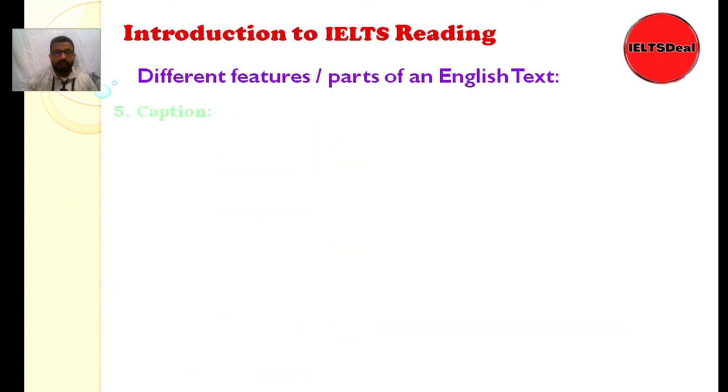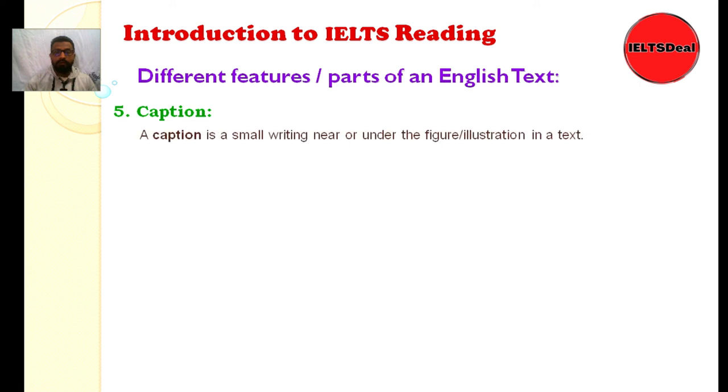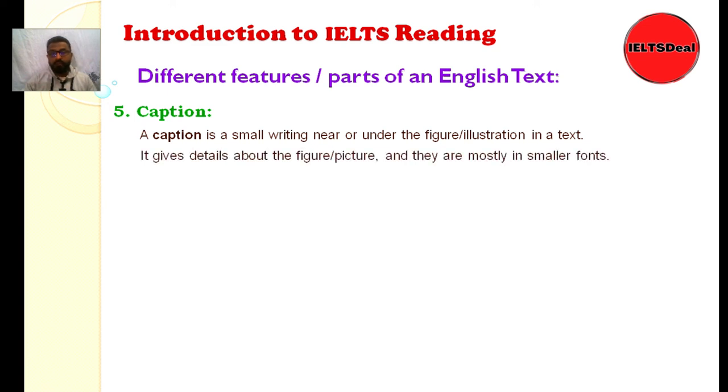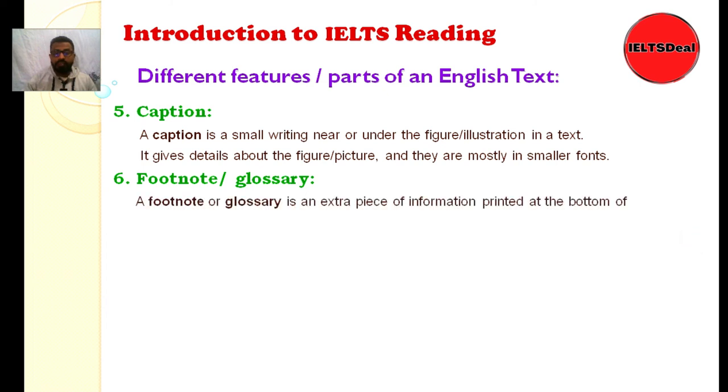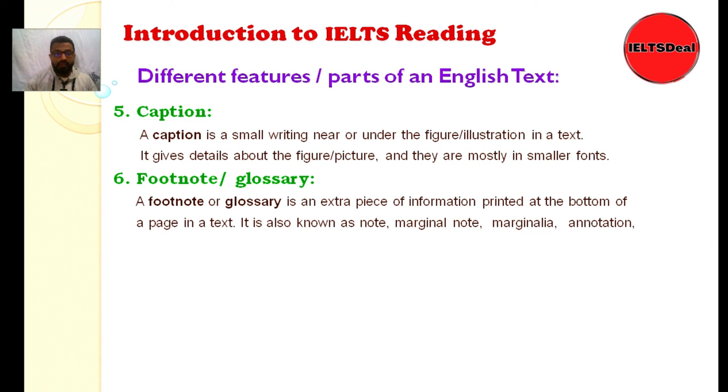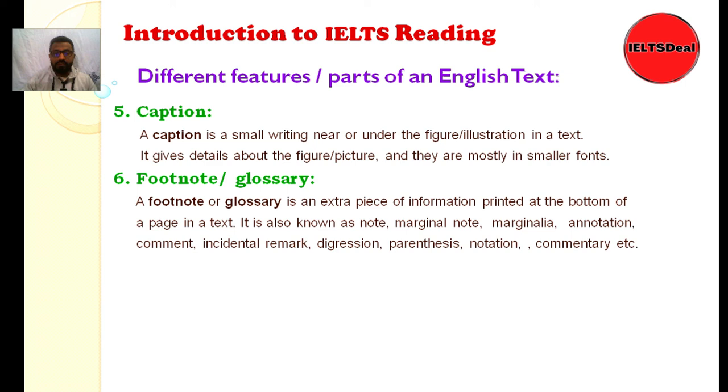Next comes a caption. A caption is a smaller writing near or under the figure or illustration in the text. It gives the details about the figure or picture, and they are mostly in smaller fonts. Then you have a footnote or glossary. As you saw, a footnote or glossary is an extra piece of information printed at the bottom of a page in the text. It is also known as a note, marginalia, annotation, comment, incidental remark, digression, parenthesis, notation, commentary, etc.